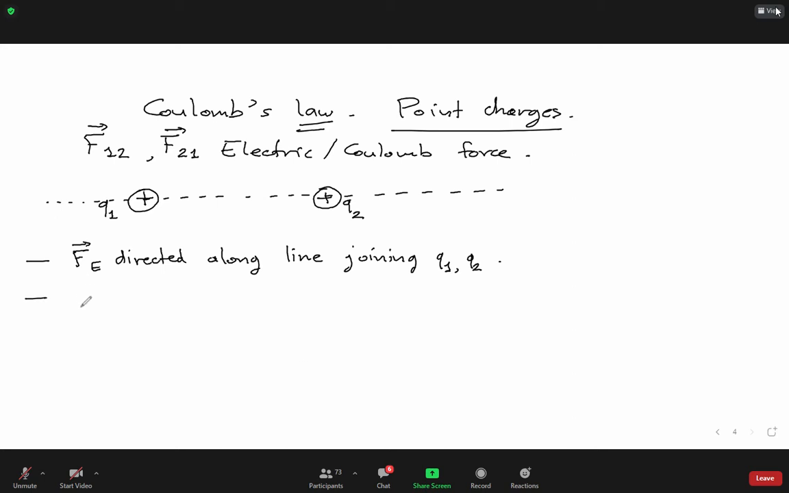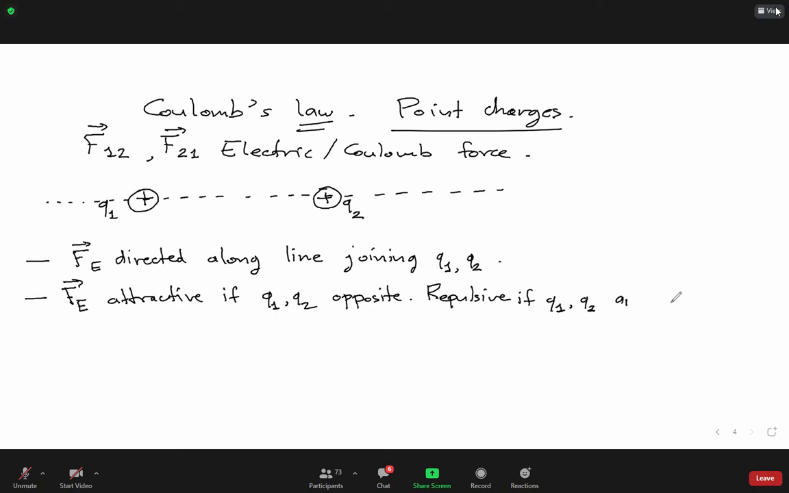This force is attractive if Q1 and Q2 are opposite. That means if Q1 is positive and Q2 is negative, or the other way around. And is repulsive if Q1 and Q2 are like, they have the same sign, they're both positive or both negative. Right.